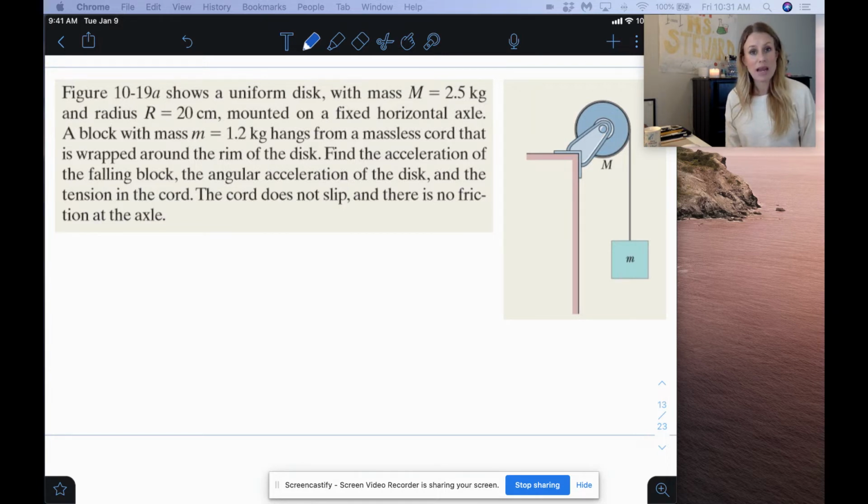So the main idea here is that because that disk, that pulley, has mass and radius and everything, it has a rotational inertia. So because of that, it's going to slow the fall of the block. If the pulley was massless and frictionless, like we have been using in the past before we learned about rotational inertia, that block would just fall right down at an acceleration of 9.8 meters per second squared. However, because the pulley has a mass M, we know that it's going to slow that block down. So let's look at the pulley first.